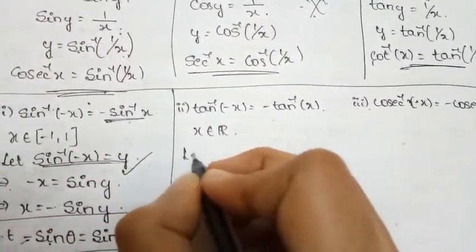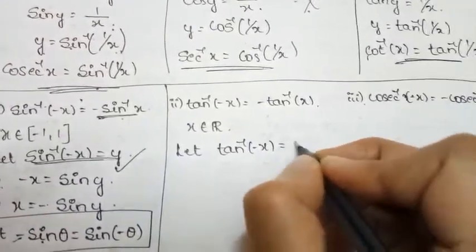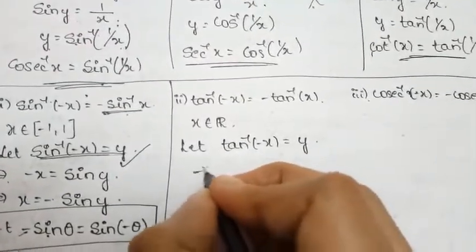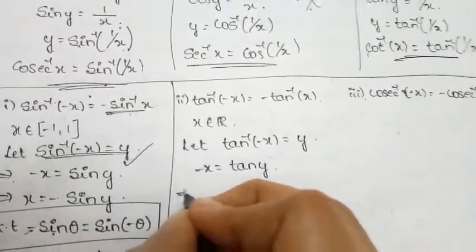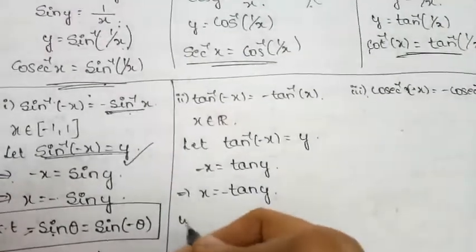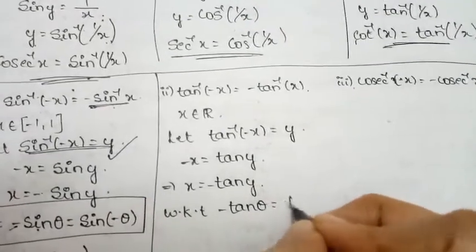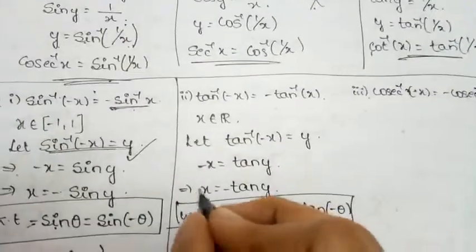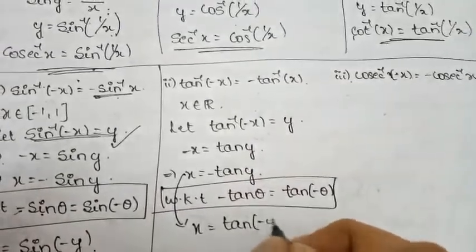So what is the first thing? First thing I am considering, let tan inverse of minus x is equal to y. So tan inverse of minus x is equal to y means what happens now? Minus x is equal to tan y. That implies x is equal to minus tan y. And we know that minus tan theta is equal to tan of minus theta, which we have already come across. So what happens now? x is equal to tan of minus y.